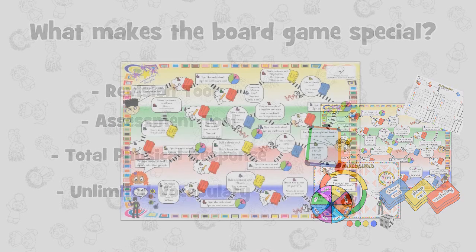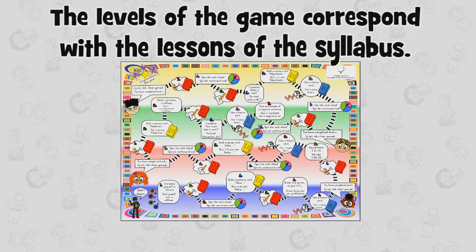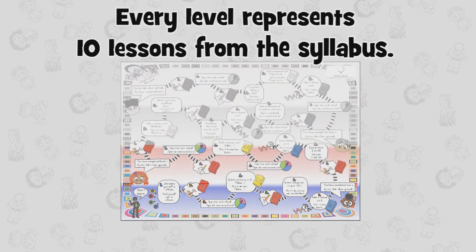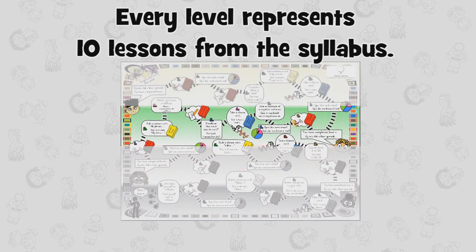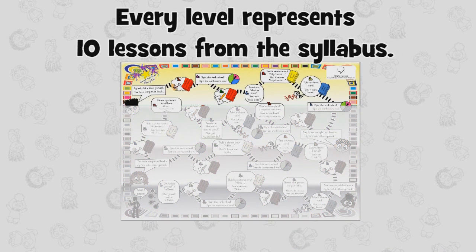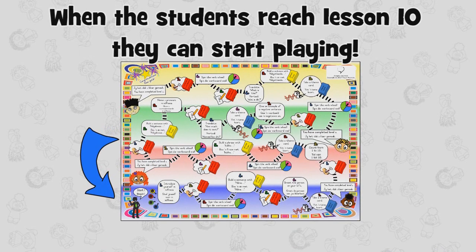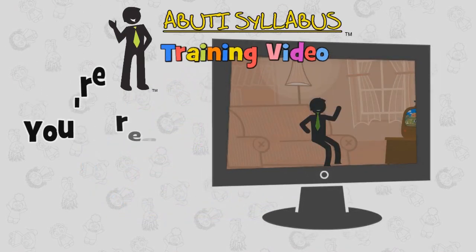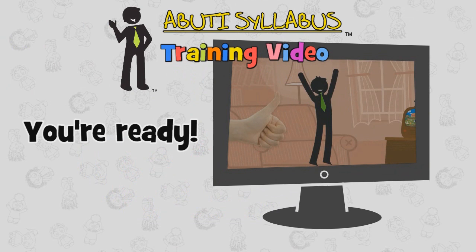Finally, you will see that the 4 levels of the board game correspond with the 40 lessons of the syllabus. In other words, every level of the game represents 10 lessons of the syllabus. Once the students reach lesson 10 in the syllabus, they can start playing the board game and start revising the language learned. And that's it! You are now ready to facilitate these lessons.